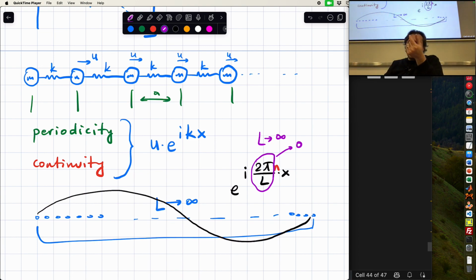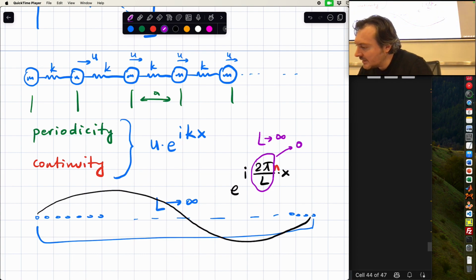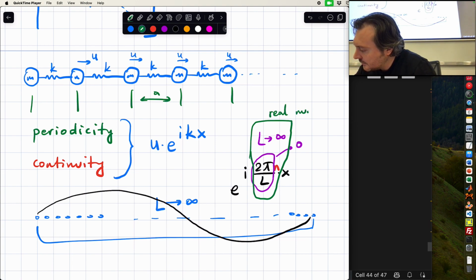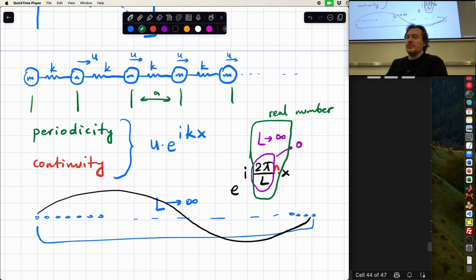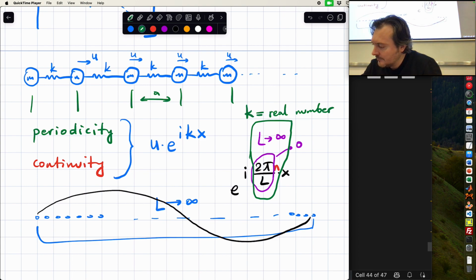So you can pick a tiny bit of 2 pi over L, multiply it with any integer you want, which means that this whole thing, 2 pi n over L, can be any real number. And we call it k. Okay? Are you still with me? Yes? So let's see what happened to our chain.